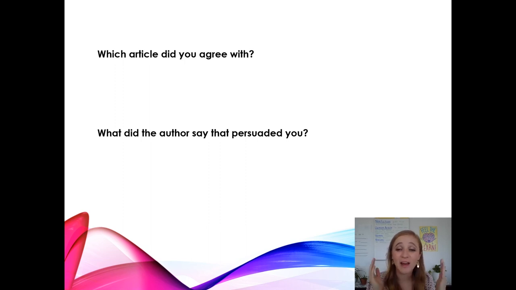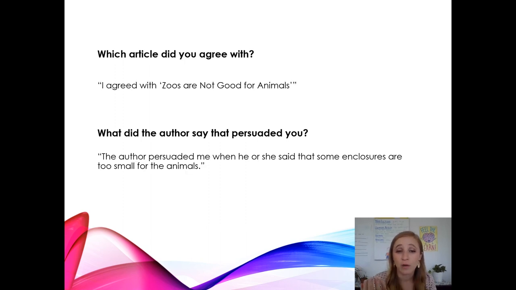There's probably tons of different ideas about which one you agree with and what the author did to persuade you. I bet there are all different reasons for all different people. One example of something someone might say is, I agree with zoos are not good for animals. The author persuaded me when he or she said that some enclosures are too small for the animals.